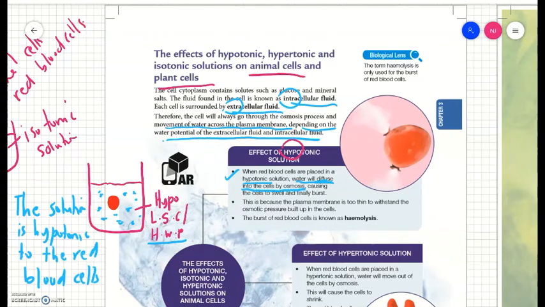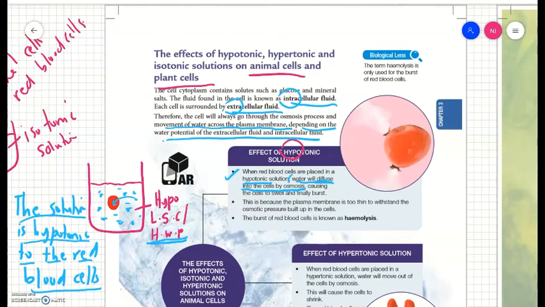Okay, the solution is hypotonic to the red blood cell. Mesti ada comparison. Okay, so this outside here, extracellular fluid is hypotonic to the intracellular fluid. Jadi since it is hypotonic, it has a high water potential. So high, dia move pergi low, rendah. Sebab itu kenapa dia diffuse into the cell by osmosis.